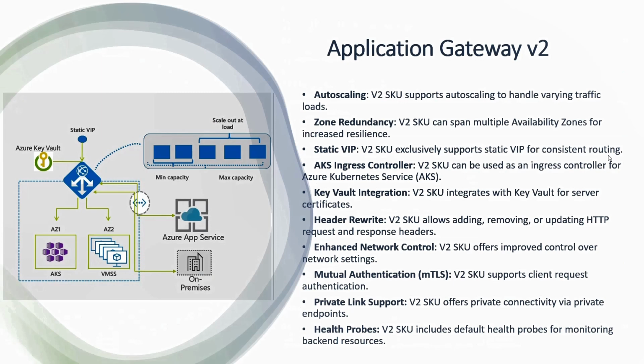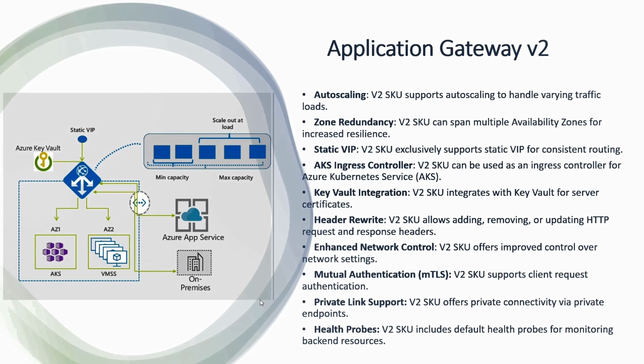On this slide, there are the features which are supported by version 2 and not available in version 1. Version 2 supports autoscaling so that it can scale based on the traffic load. Version 2 also supports zone redundancy, static virtual IP, and AKS ingress controller. We have discussed this in the previous slide. Version 2 now supports Key Vault integration, which means the certificate used for TLS authentication of application gateway can now be stored in Key Vault. So the rotation and the maintenance of the certificates can now be done in a more efficient way.